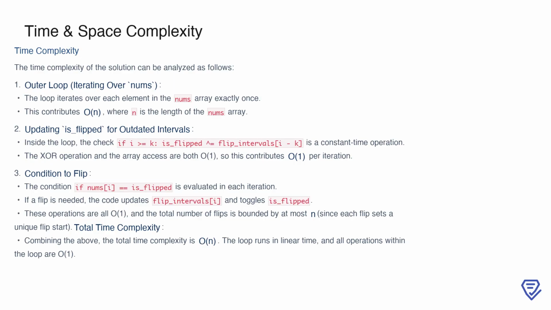This involves a simple XOR operation and accessing the flip_intervals array, both of which are O(1). Additionally, for each element, we check whether a flip is required. If so, we update the flip_intervals array and toggle is_flipped, both of which are also O(1) operations. Since the number of flips is bounded by n, the total time complexity remains O(n), as the loop runs in linear time and all operations inside it are constant time.